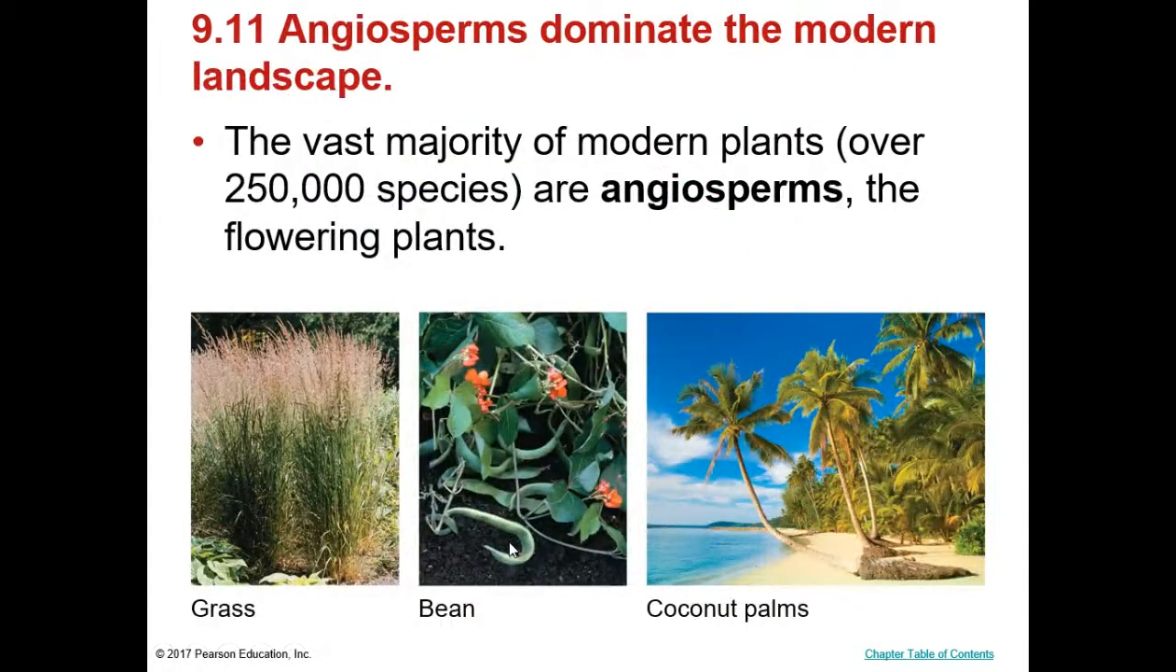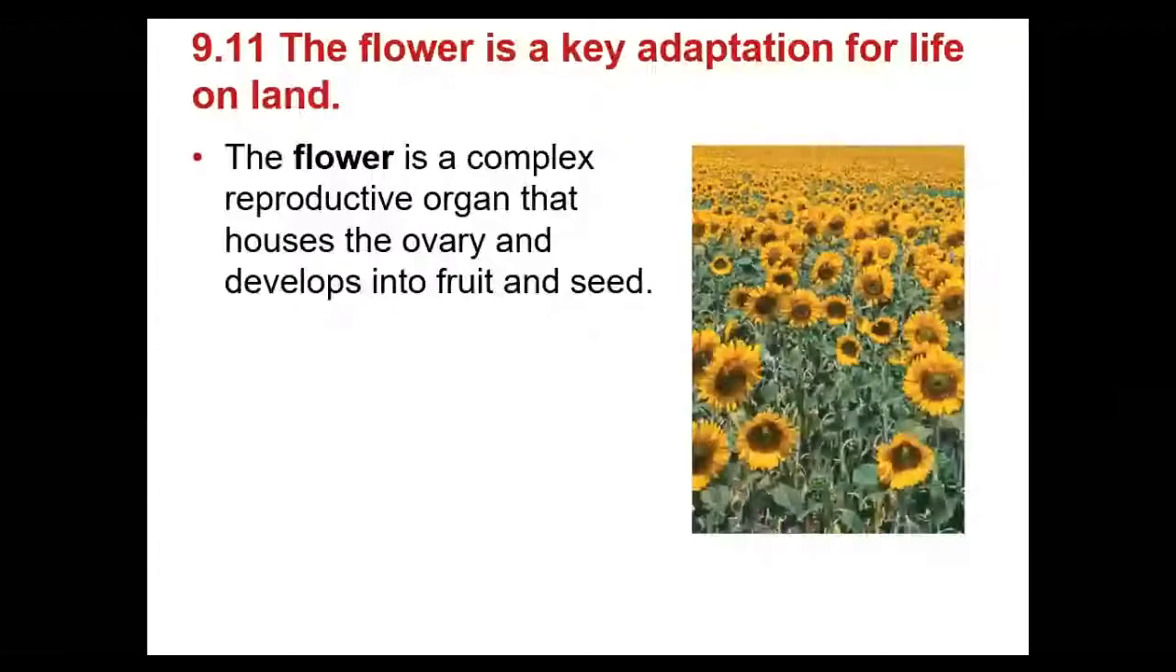Angiosperms are different from gymnosperms in that angiosperms actually use flowers. Okay, so we have about 250,000 species of angiosperms, or flowering plants.